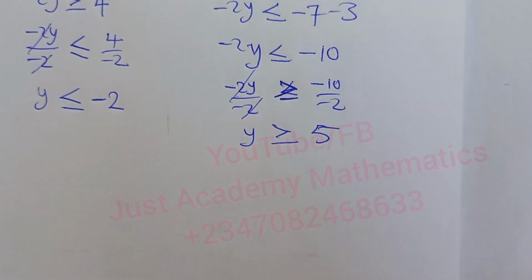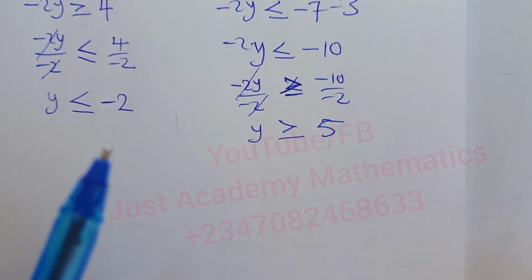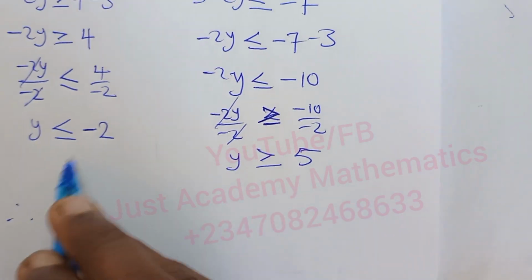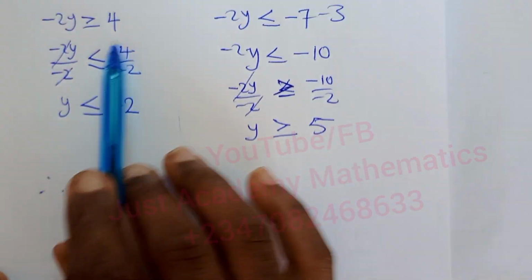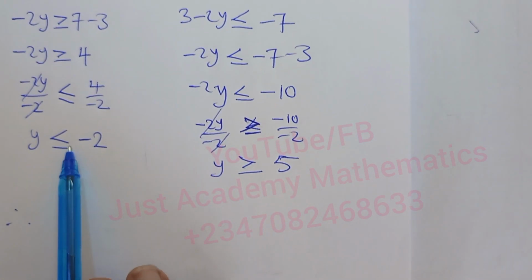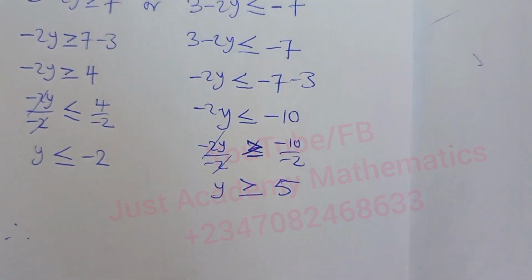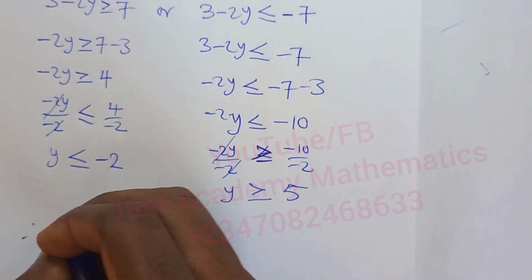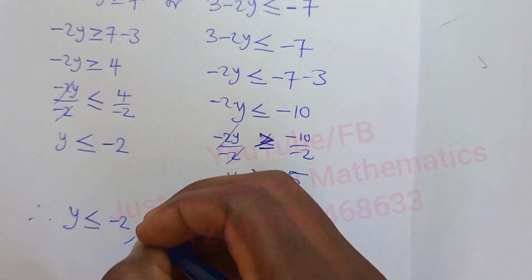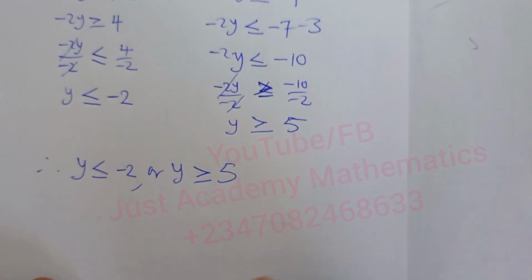Now, with the way it is, they are not coming together, otherwise we would have been able to combine them. Assuming this minus 2 is here and this 5 is here, we have to write the smaller value first before the larger value. But since they are not coming together, we'll just leave the answer as y is less than or equal to minus 2, or y is greater than or equal to 5. That is one way.